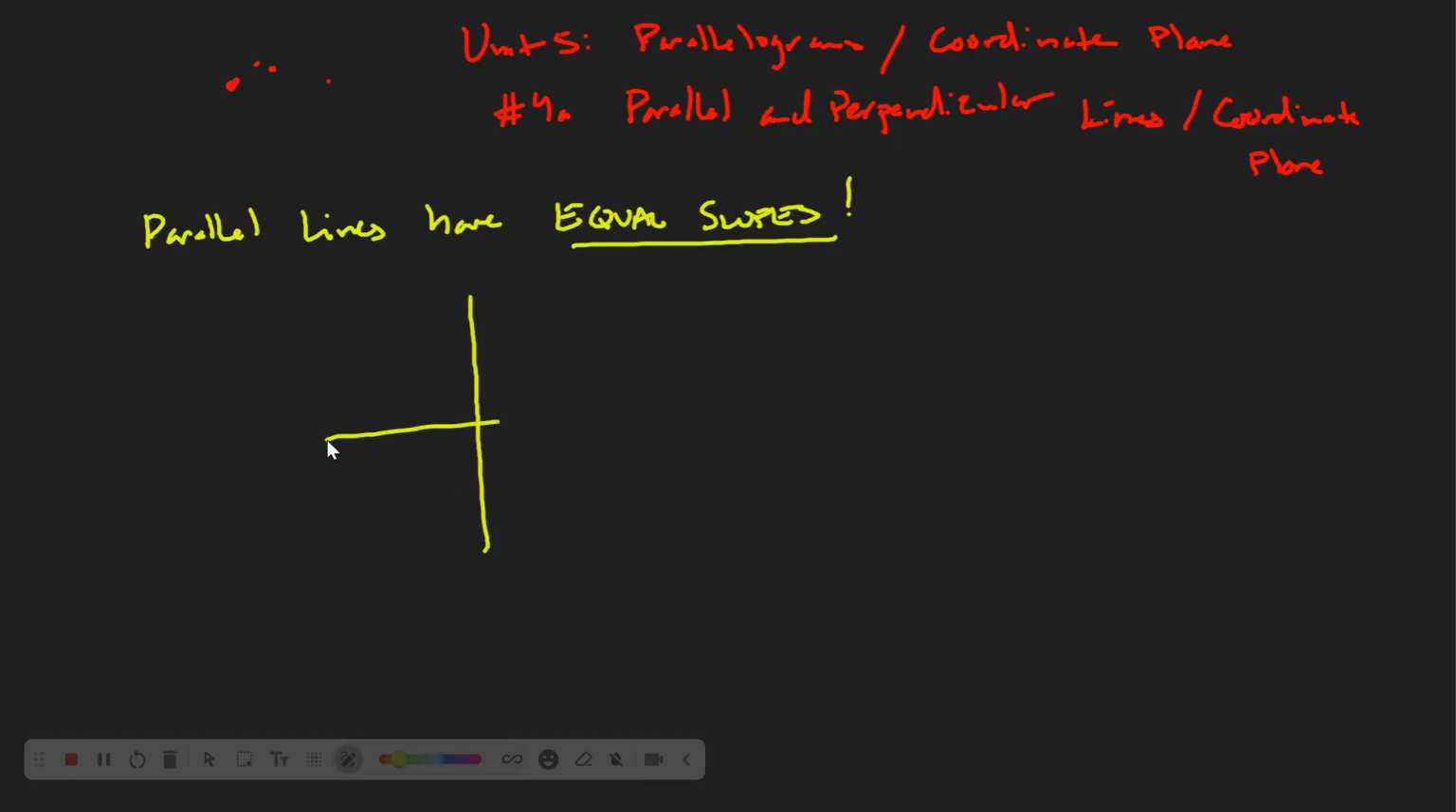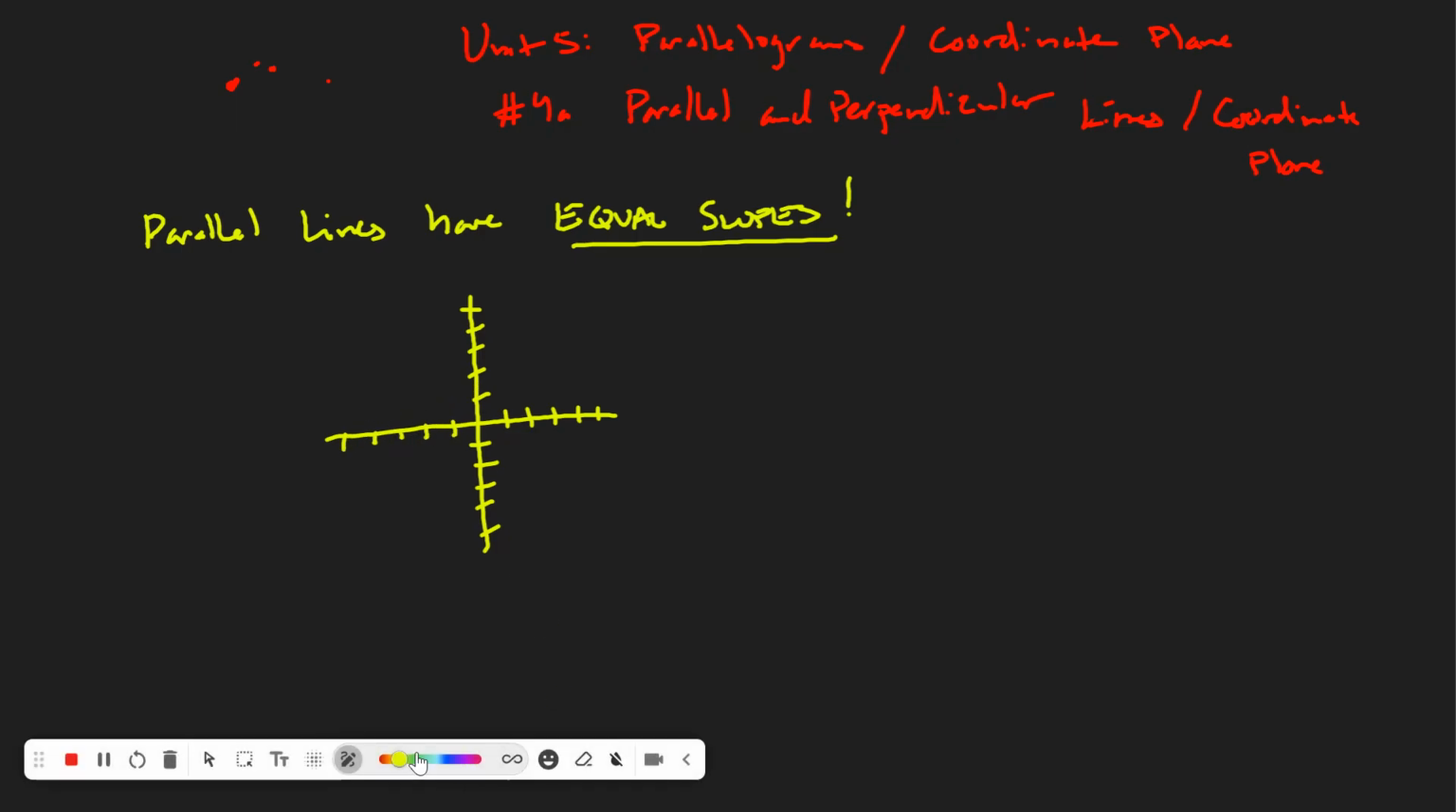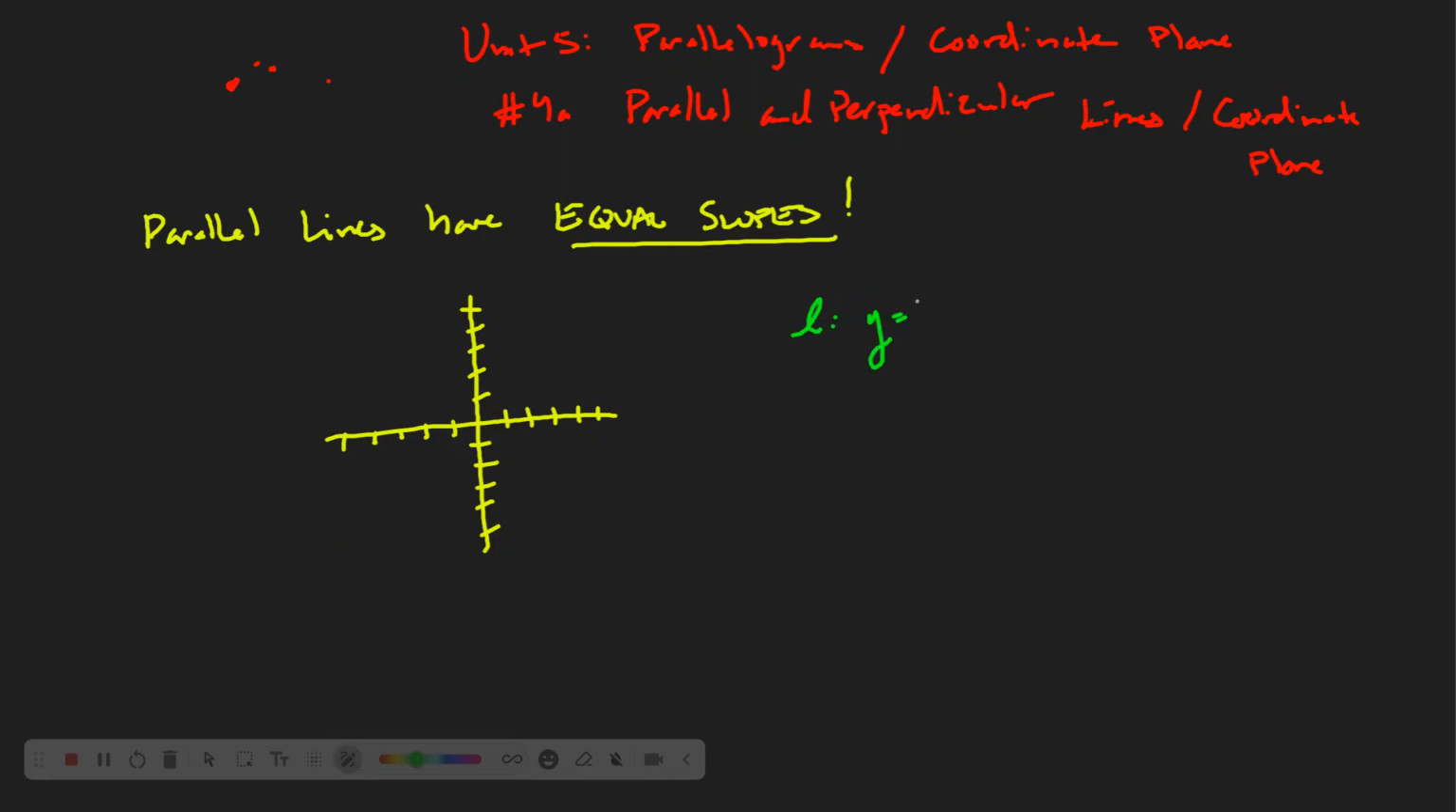All right, so here's my coordinate plane. I'm going to go 5 in every direction. I'm going to graph a couple lines here. Let's graph line L, and let's say it has the equation y equals 1/2 x plus 3. So let's go back to our Algebra 1 day. This is slope-intercept form. You start with the 3, which goes up 3, so 1, 2, 3. And then the slope of 1/2 means we go up 1 and right 2, up 1, right 2. And there is our line. So that's line L.